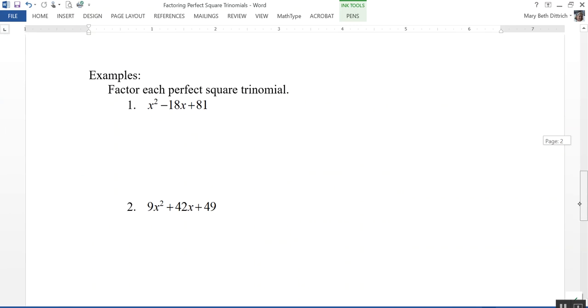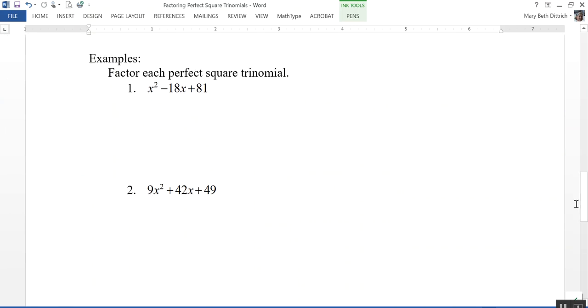So here we have a couple perfect square trinomials we need to factor. The first one is x squared minus 18x plus 81. Notice that ax squared, in this case, is equal to x squared. So when I take the square root of that, the square root of x squared, or if you wanted you could put a 1 there, I get just x. So the first term in my binomial squared is going to be x.